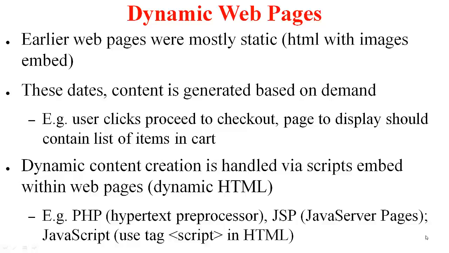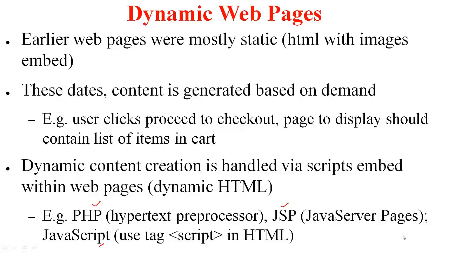So this kind of dynamic web content generation is handled via scripts which are embedded as part of the web pages themselves. This is called dynamic HTML. On the server side, you can use PHP, which stands for Hypertext Preprocessor, or Java Server Pages, JSP. And at the client side, you can use JavaScript. The HTML4 version uses tags called script, through which you can embed script as part of your HTML page itself.